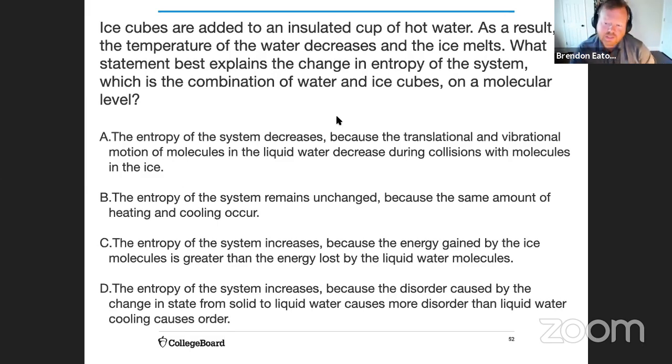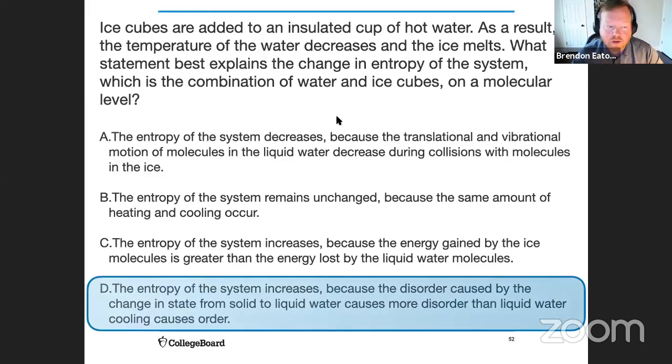So let's look at answer choice D just to make sure that that's the right one. It says the entropy of the system increases. That's good, because the disorder caused by the change in state from solid to liquid causes more disorder than cooling causes order. So when the liquid water cools, the entropy of the liquid water itself is decreasing ever so slightly, but the entropy of the ice is increasing when it's melting from solid to liquid. So overall, there is a net change in entropy. The entropy of that system is increasing. So answer choice D is the best answer in this scenario.